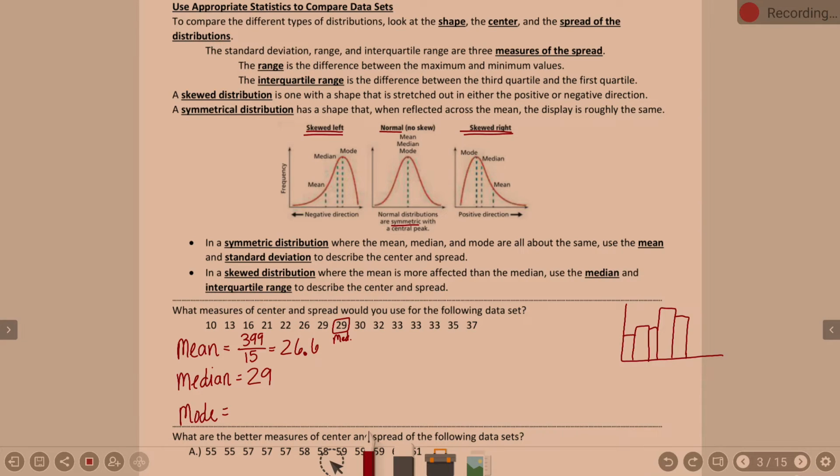Mode. We haven't talked about mode, I don't think. It's the one that repeats the most, the one that occurs the most often. That's back in your brain somewhere, isn't it? I saw several people say, oh yeah, I remember that. Okay, so 33 is my mode. Do you need to write a note to yourself that it's the number that occurs most often? Maybe, right?